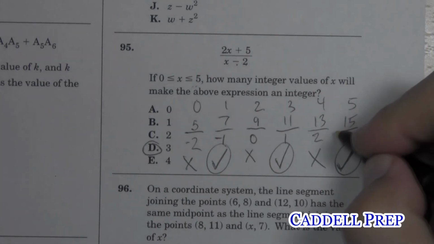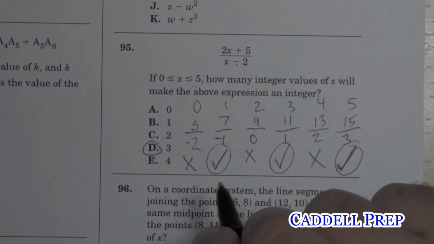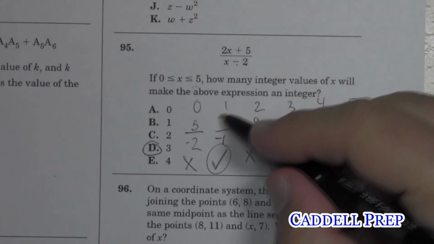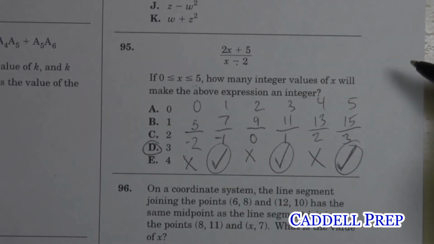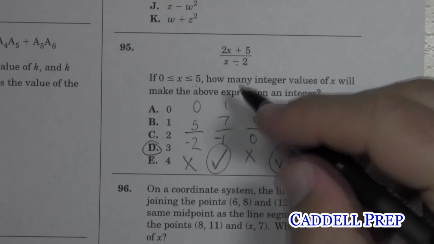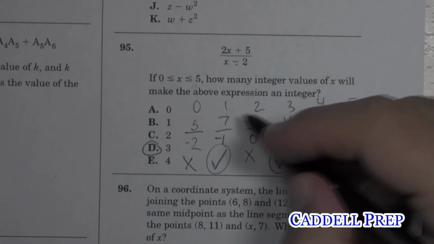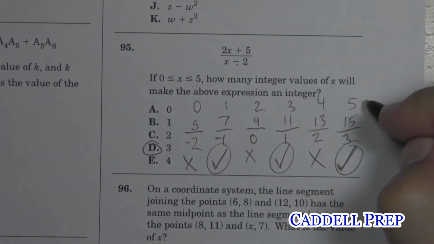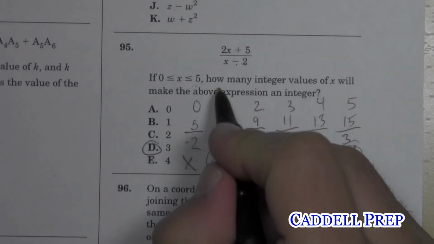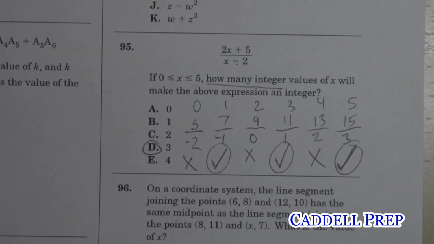Okay, make sure that you're not going to choose 1 as an answer choice. Some students may do so because 1 works. But remember, it's not asking what integer values work. It's asking how many integer values will work.